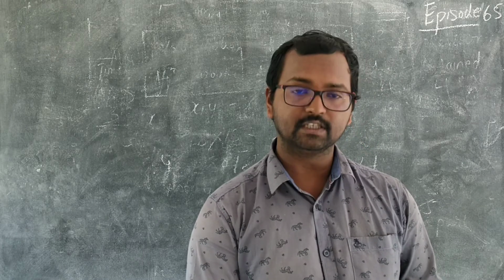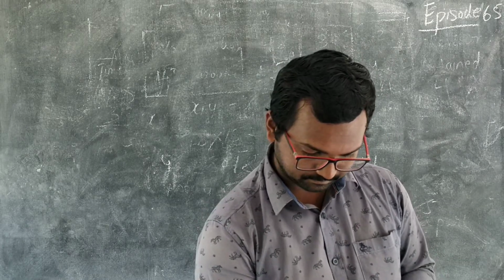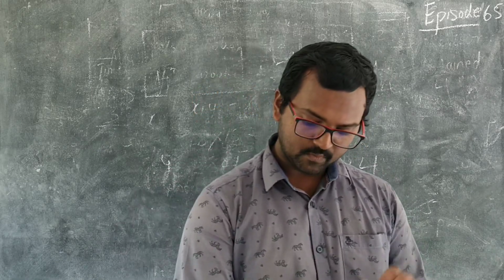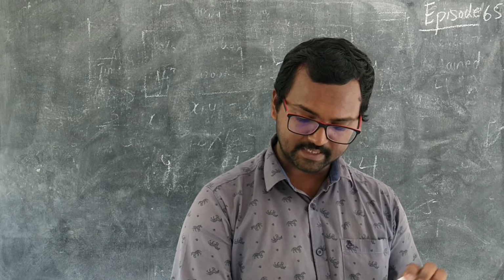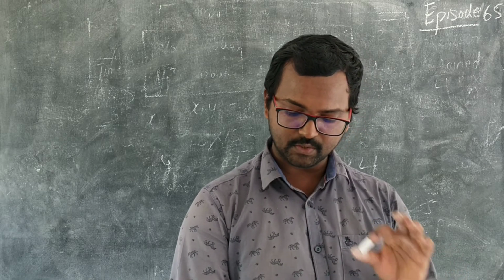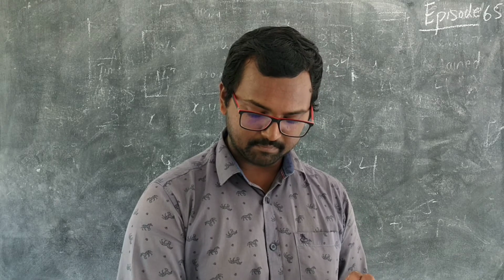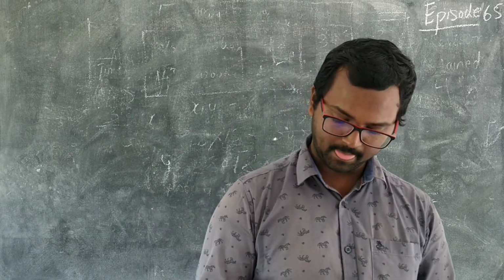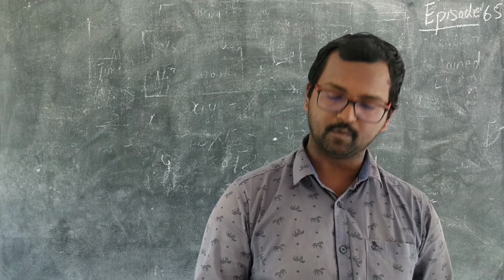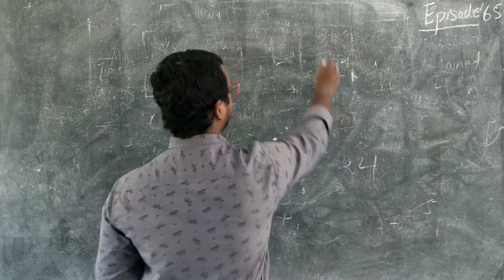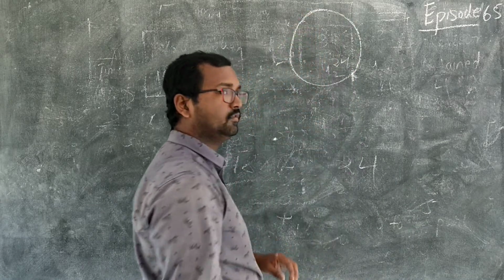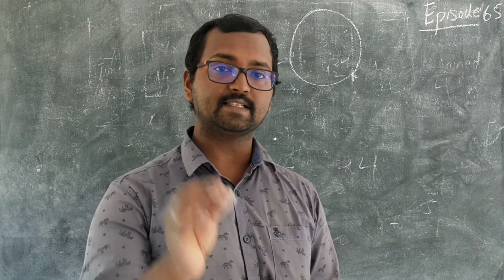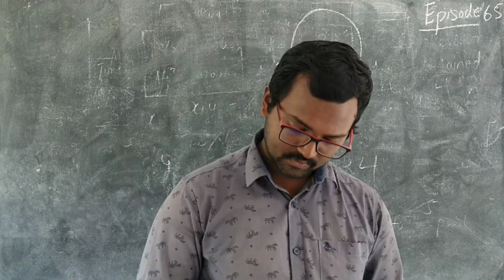Now, look at the third one. Rahman is making a wheel using spokes. He wants to fix equal spokes in such a way that the angle between any pair of consecutive spokes is equal. Help him by completing the following table. In this, number of spokes is given, and the angle between a pair of consecutive spokes. See, the total angle sum of a circle is 360 degrees. That is the central angle. It is called central angle.